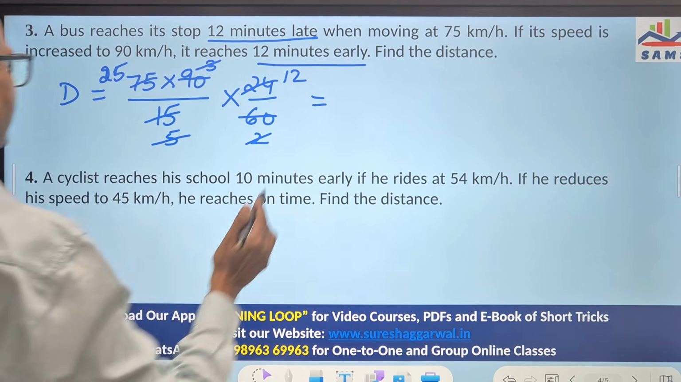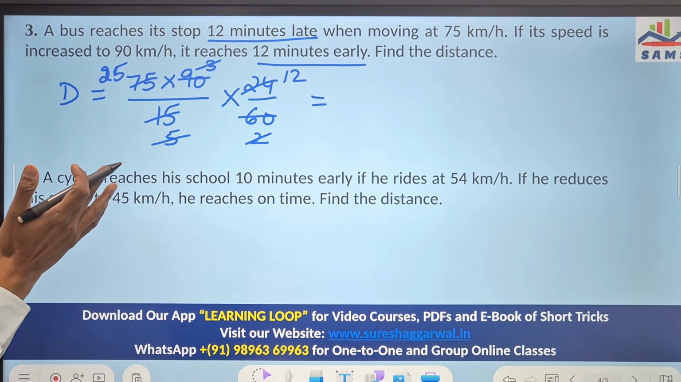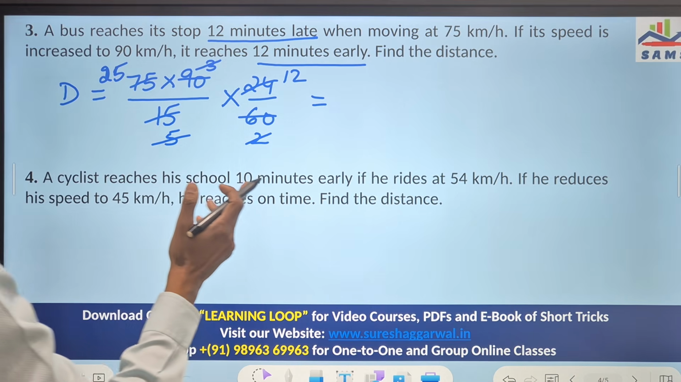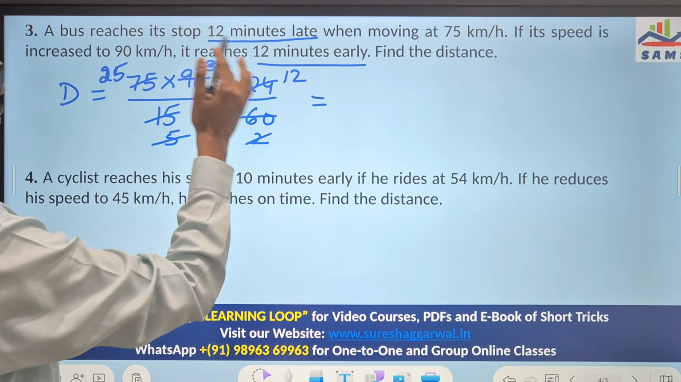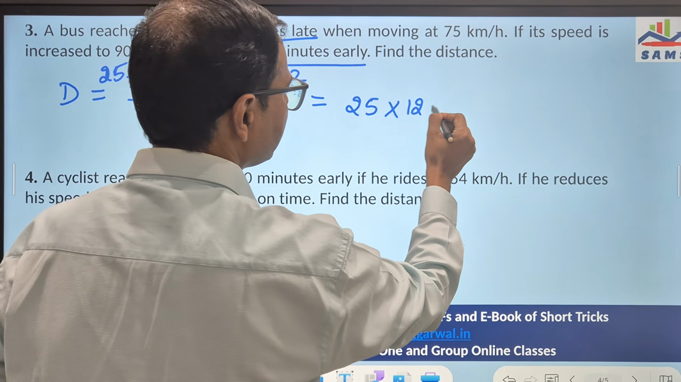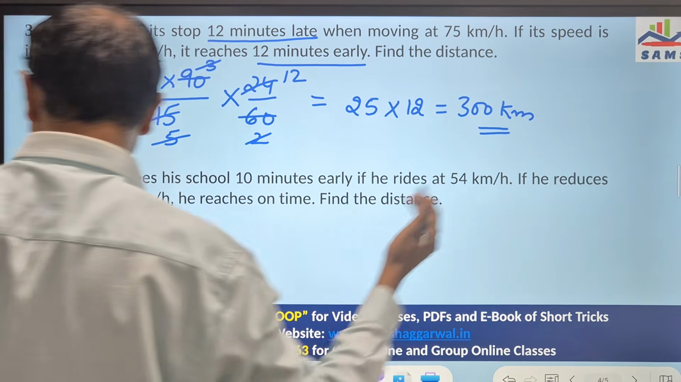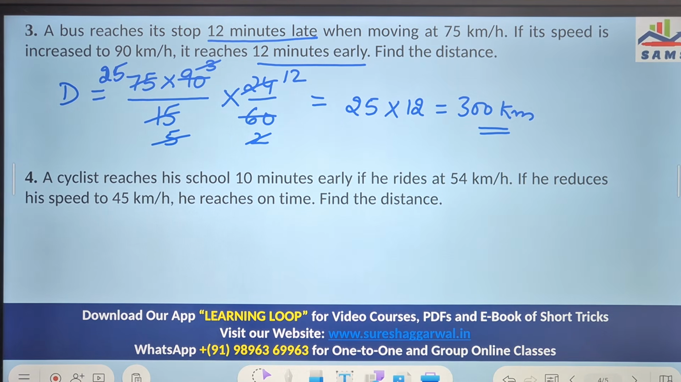So what is the answer for the question? Is there anything else left? So you can let me know, probably 25 into 12, that is the answer for the question. I am just doing it very quickly, so there might be some error, but you can check.